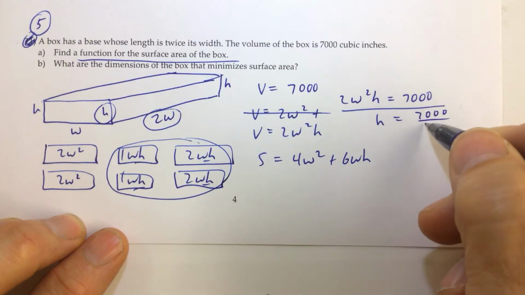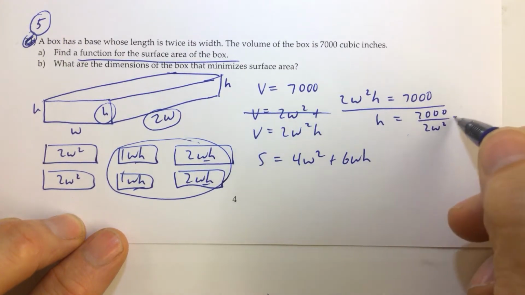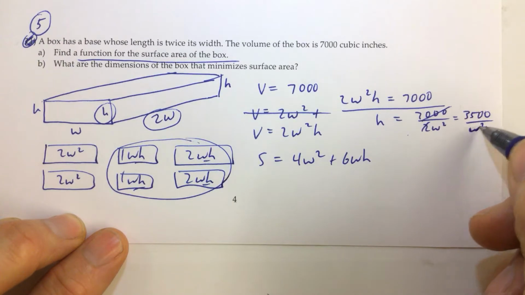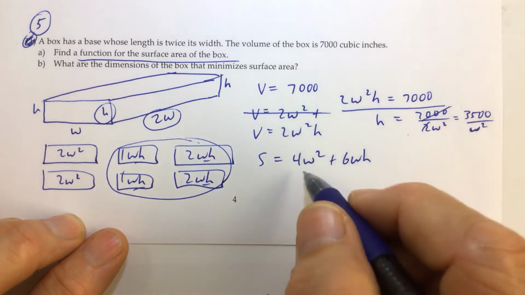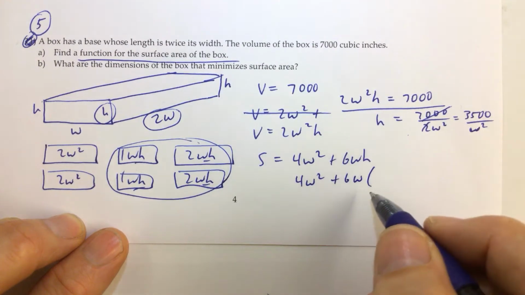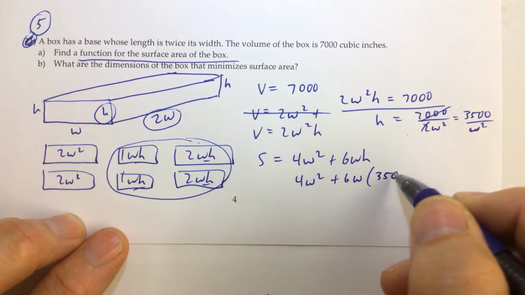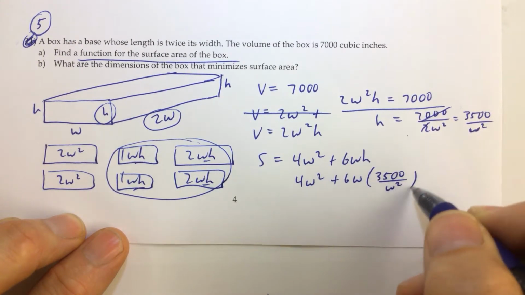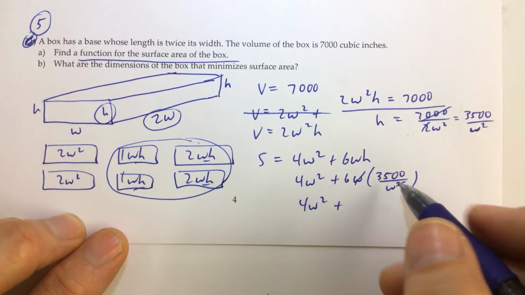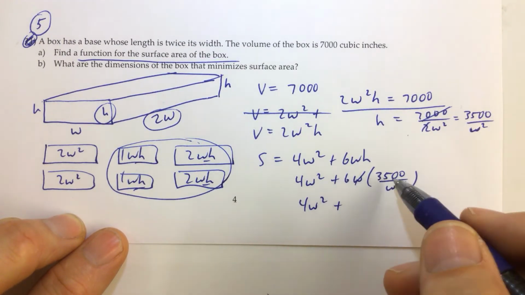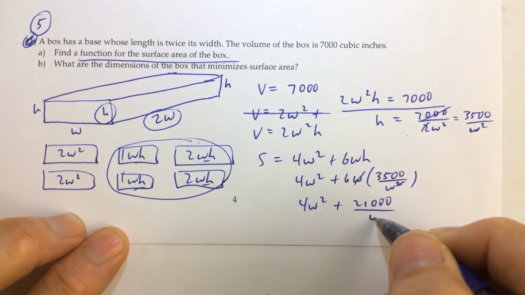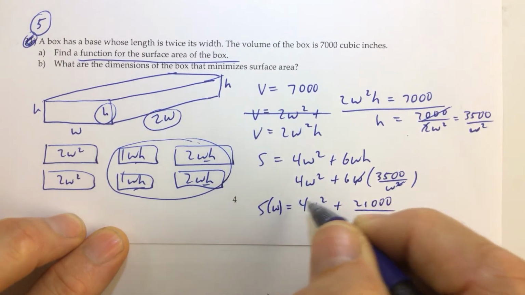h would be, if we divide both sides by 2w squared, then 2 goes into 7,000 3,500 times. And then we have 3,500 divided by w squared. So our surface area in terms of w is 4w squared plus 6w times 3,500 over w squared. And so we get 4w squared plus, the w's are going to cancel. 6 times 3,000, that's 18,000. 6 times 500 is 3,000, so that's 21,000. So we have 21,000 over w, and that's our surface area in terms of w.